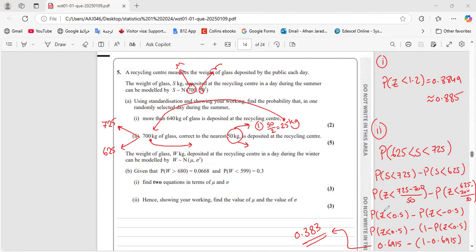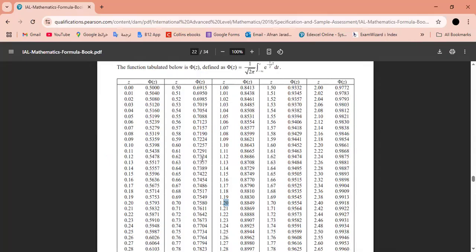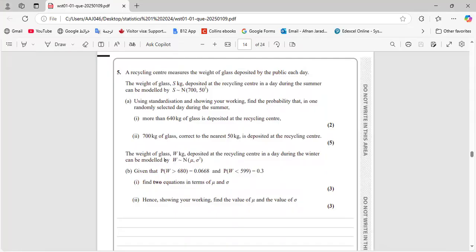Just to check: Z less than half equals what? If Z equals half, the area is 0.6915. Okay.